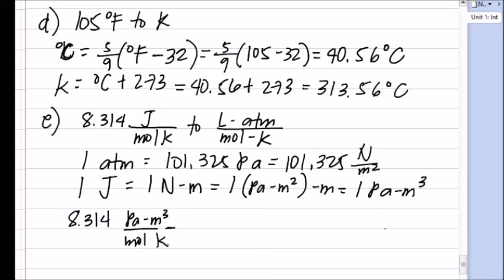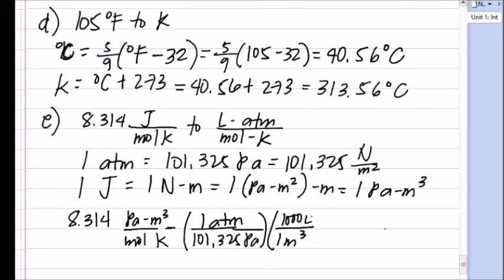I-convert lang natin yung Pascal muna. So, we have 101,325 Pascal kada isang ATM. Then, yung cubic meter, gawin nating liter. So, 1 cubic meter is 1,000 liters. Pag ginawa natin yan, ang makukuha dapat natin is 0.0821. Gagawin lang natin siyang hanggang 4 decimal places, pero ang kasunod nito is 8205 liter ATM per mole Kelvin. Ayan po siya.